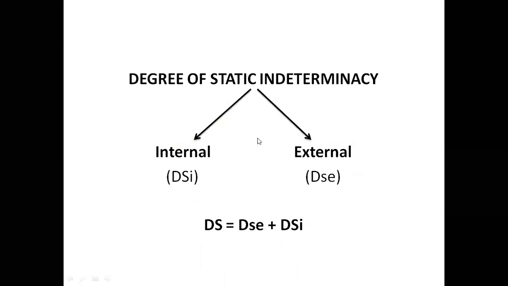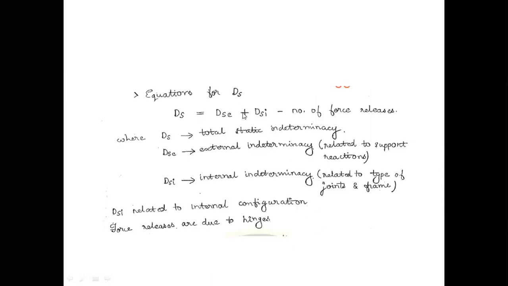Now, this is what we have discussed in the previous slides also. The degree of static indeterminacy consists of two parts, that is DSE and DSI. We have already discussed this. DSE is the degree of external static indeterminacy, and DSI is the degree of internal static indeterminacy. See, this is the total static indeterminacy, this is external indeterminacy, and this is the internal indeterminacy.